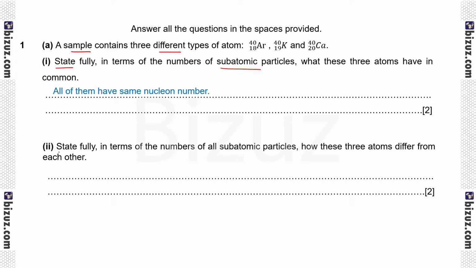Number 2. State fully in terms of the numbers of all subatomic particles how these 3 atoms differ from each other. Now, they have different numbers of protons, so they will have different numbers of electrons. At the same time, their neutron number is also different.